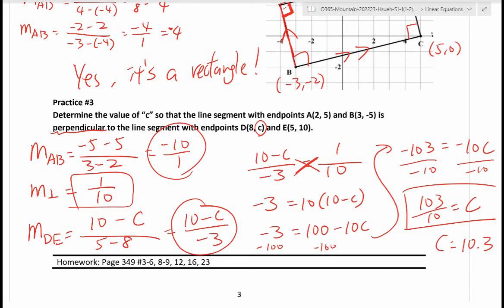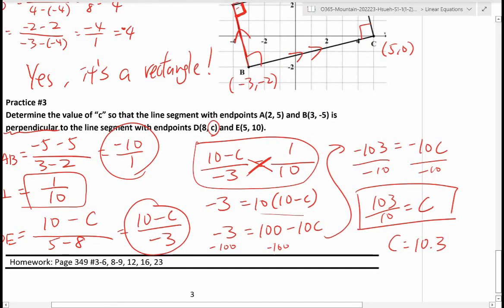If they are perpendicular, that means the slope of that perpendicular line has to be 1 out of 10. That's the negative reciprocal part. And therefore, we have this equation right here: 10 minus C over negative 3 is equal to 1 out of 10. And now it's just algebra, right? We solve for C by cross multiplying. Negative 3 times 1 times 10 equals 10 times 10 minus C. Expand the right-hand side, so you get 100 minus 10C. You move the 100 to the left, you get negative 103 equal to negative 10C. Divide both sides by negative 10, you get C equals 103 over 10. And that is the y-coordinate for point D. C has to be 10.3.